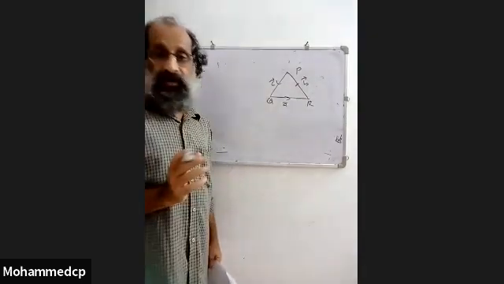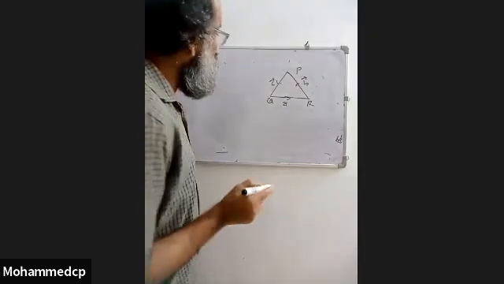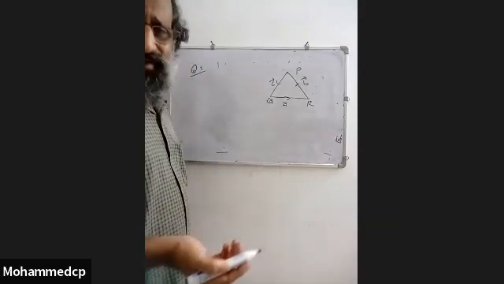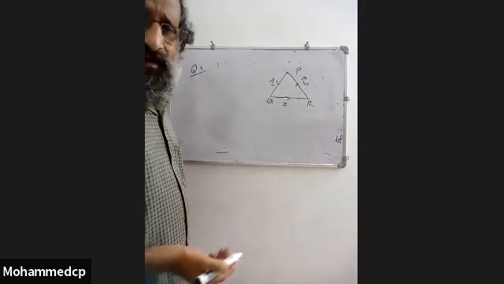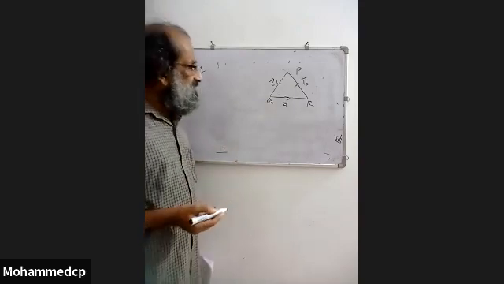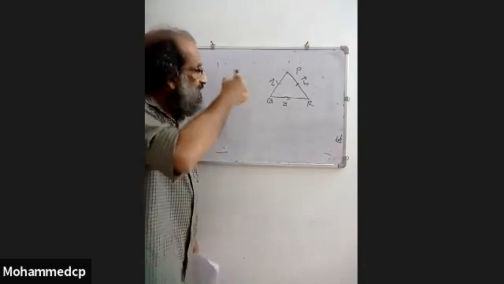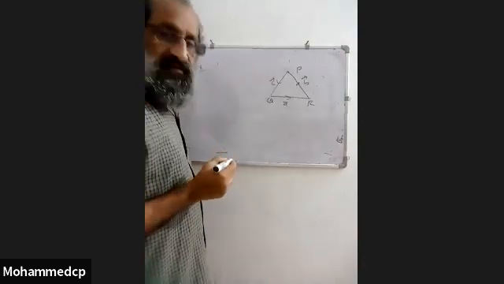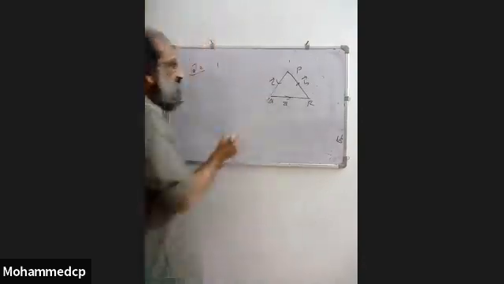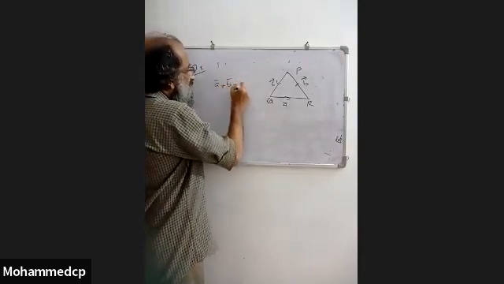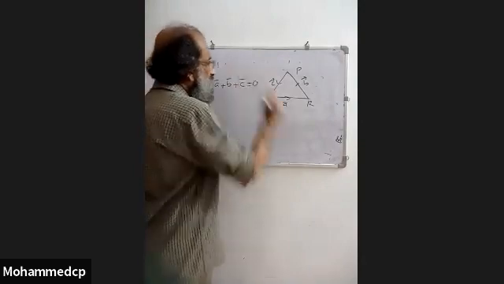Okay, familiar to any physics students. This holds for any forces, and it need not be a triangle, a quadrilateral also. If they are represented in the same order, then the resultant sum is 0. From this we can write that vector A plus vector B plus vector C equal to 0.